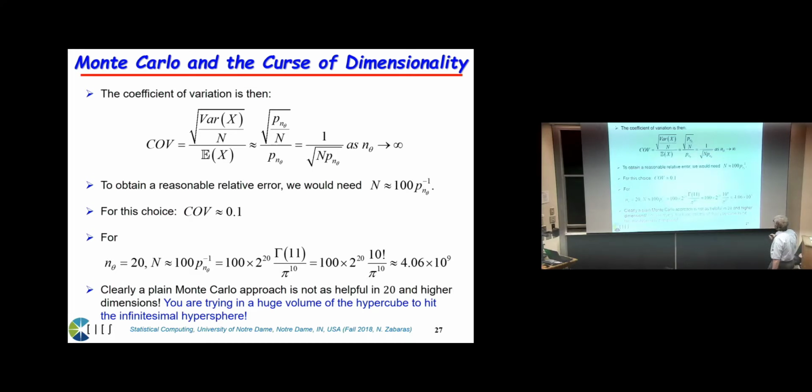So look what happened. As the number of dimensions goes to infinity, the coefficient of variation approximately becomes like that. So if you use a number of samples to be 100 times this probability inverse, then the coefficient of variation is 0.1. So if you put this in there, you get 1 over 100, so you get 1/10, so you get 0.1. But look what happens. If you compute this probability in 20 dimensions, and you see how many samples this is, the number of samples is 10 to the 9th. So basically, in 20 dimensions, to get a coefficient of variation of 0.1, you need 10 to the 9 samples. A lot.